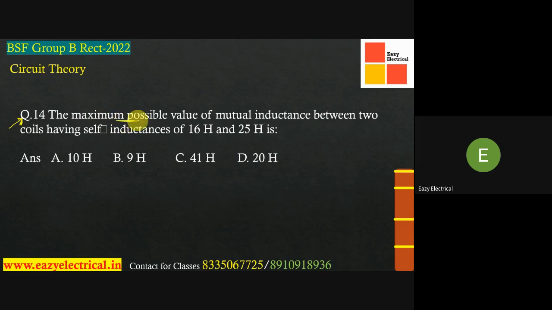Now what do you mean by maximum possible value of mutual inductance? You must know this thing. What is meant by maximum possible value? Okay, so I'll give you an idea. Just first of all, try yourself. Say, what value is coming?